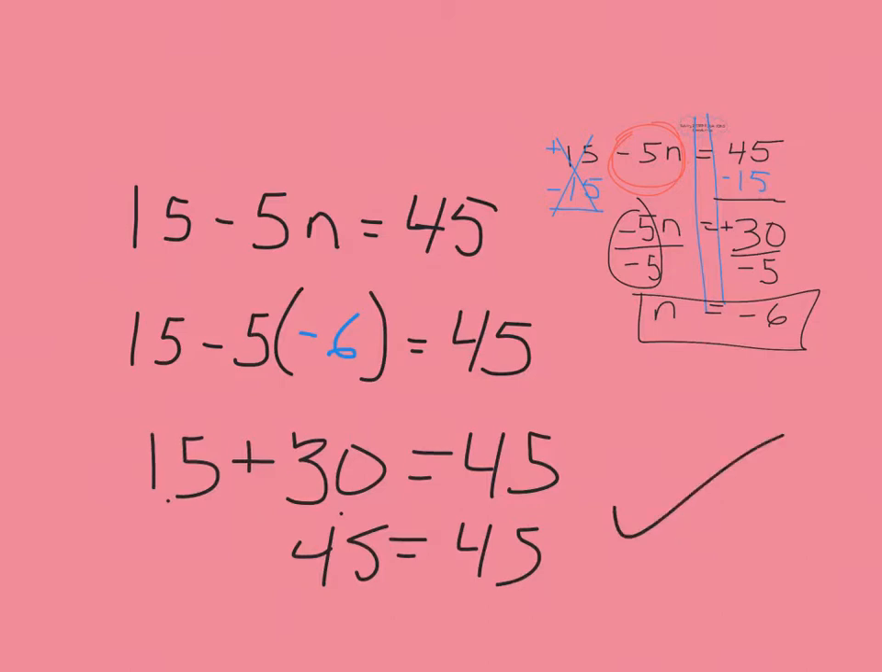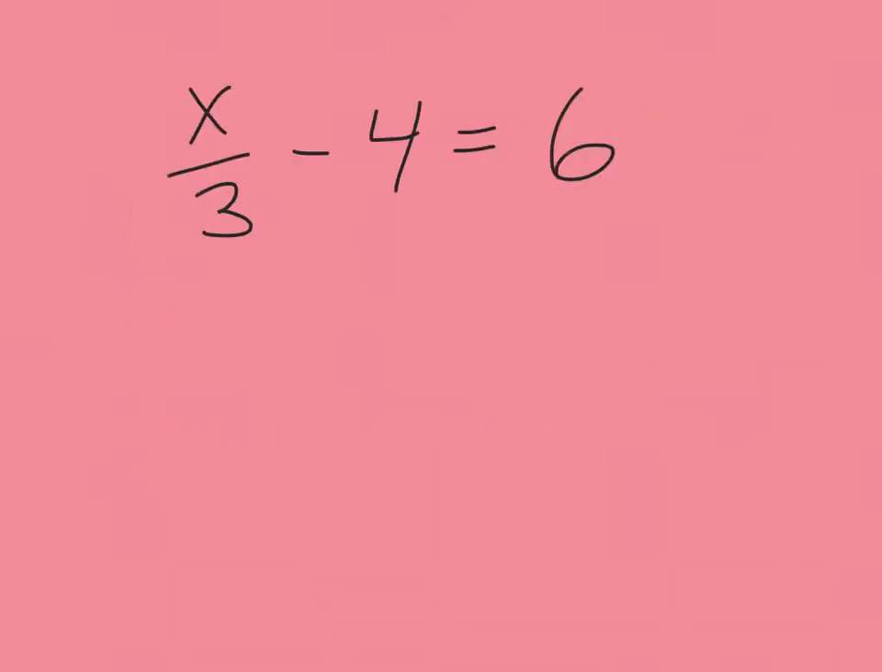So I know I did my problem right. All right, next problem, make sure you're following along on your paper. We have x divided by 3 minus 4 equals 6.